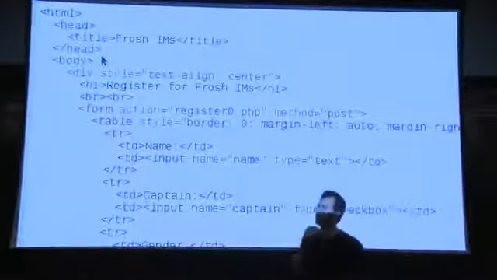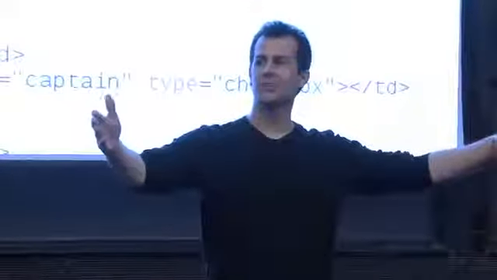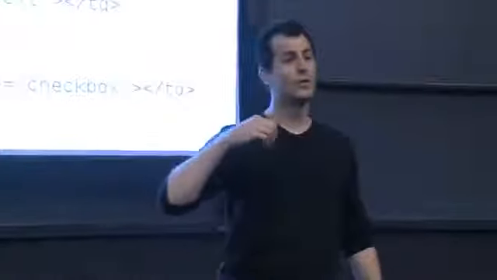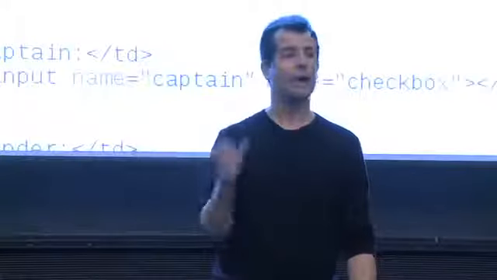Quick sanity check. Why would you want to send things via POST versus GET? Someone from over here? If this were a quiz show, these guys would be winning. Good. Excellent. So one of the key characteristics of GET requests is that their parameters, the key-value pairs separated with ampersands, recall, end up in the URL.